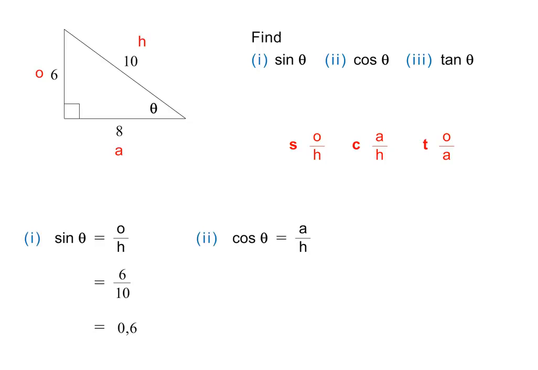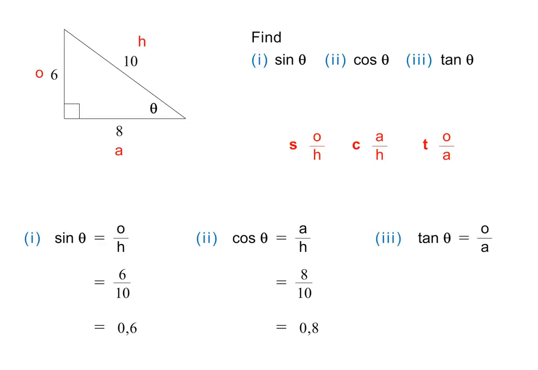In part 2, we are asked to find the ratio cos theta. First, we need to recall that cos is adjacent over hypotenuse. Using the triangle, we see that this is 8 over 10, or 0,8. This completes part 2 of the question.